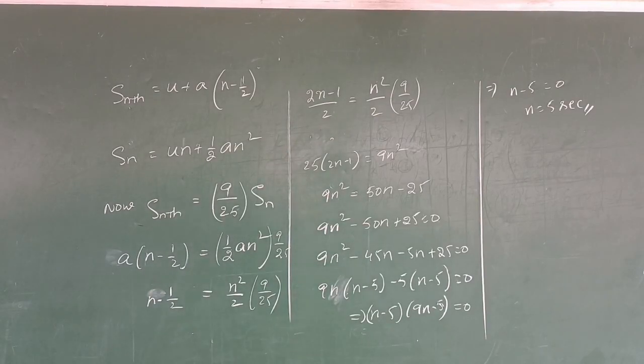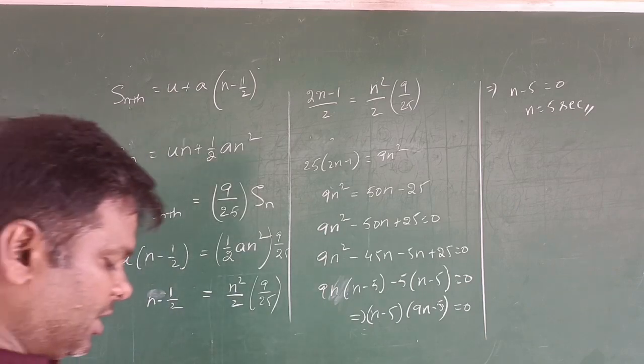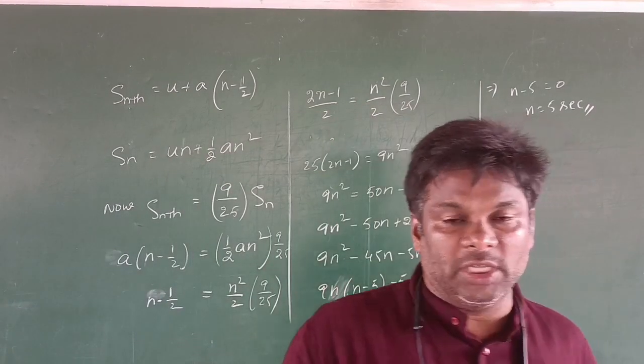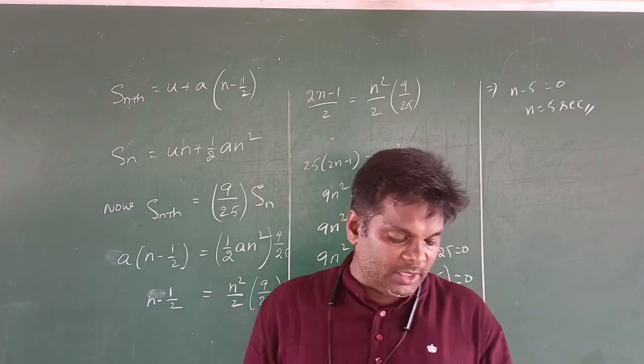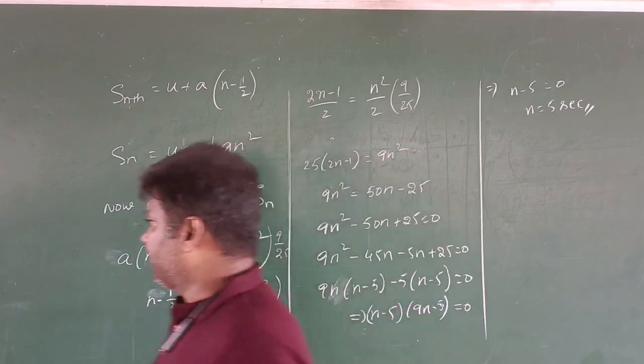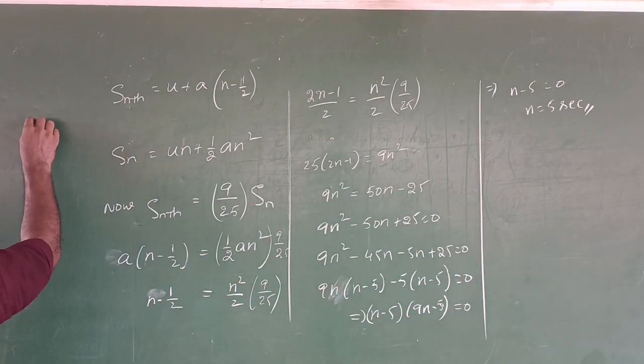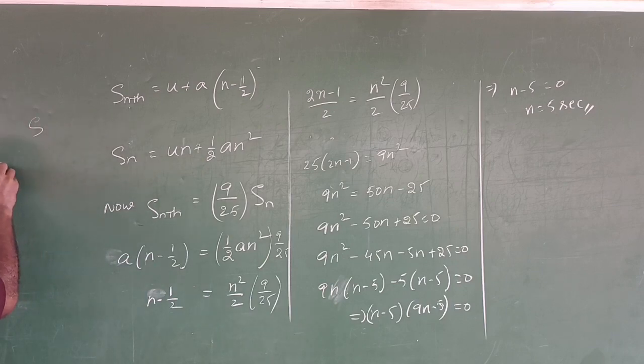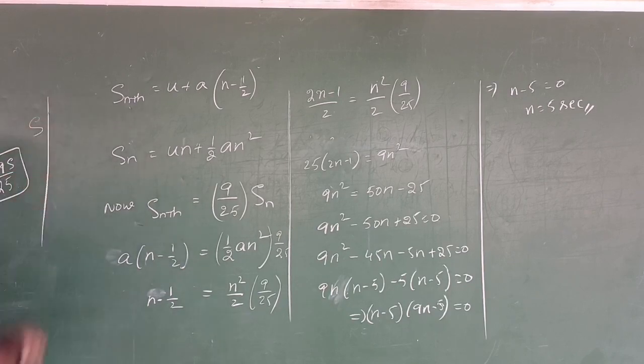In today's class, we are going to discuss problem number 24. A particle is moving with a constant acceleration, describing in the last second of its motion 9 by 25th of the whole distance. What does it mean? If the whole distance is s, 9 by 25th of the whole distance means 9s by 25. So leave this.